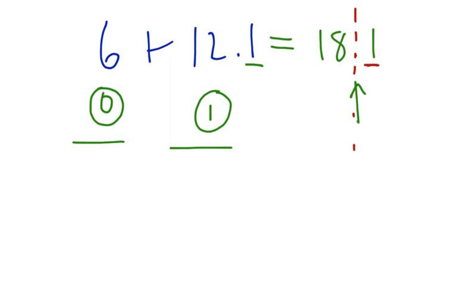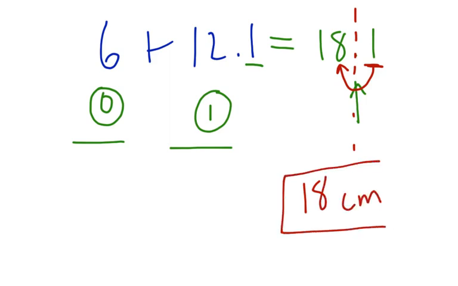I'm always going to look to the right of that line to determine rounding of the number in front of the line. Based on our rounding rule, only 5 and up will round the number up, and because that number is less than 5, we're not going to round up, and we're just going to cut the number off there. So our final answer for this would be 18 centimeters. Let's take a look at the next example.